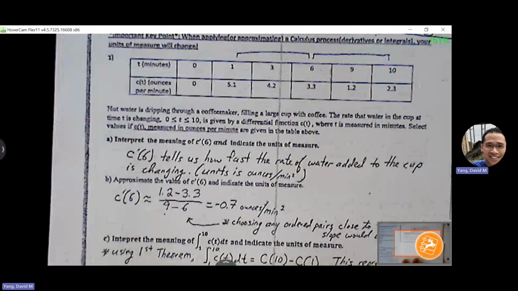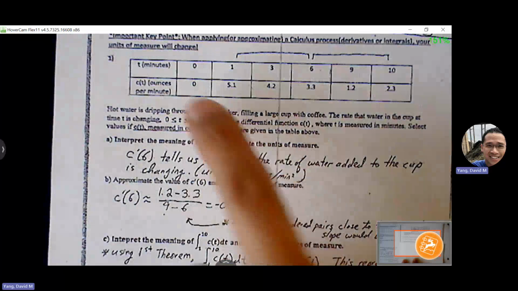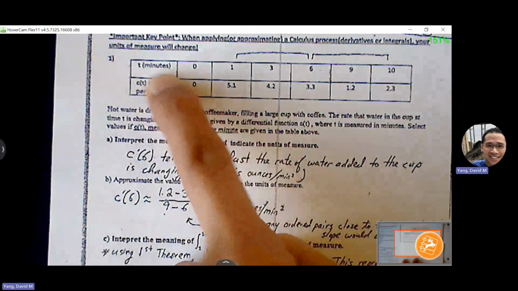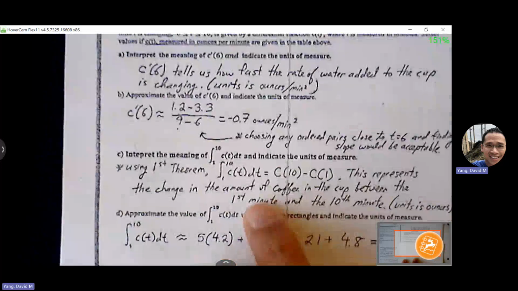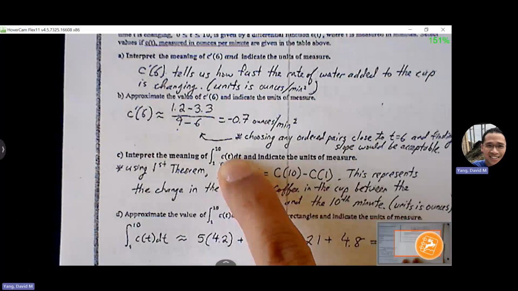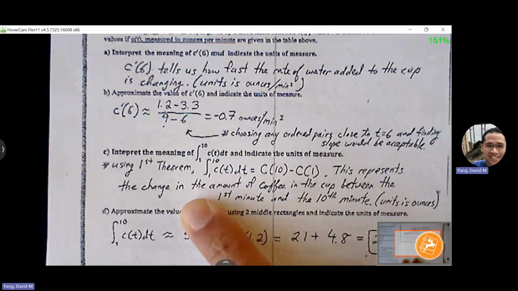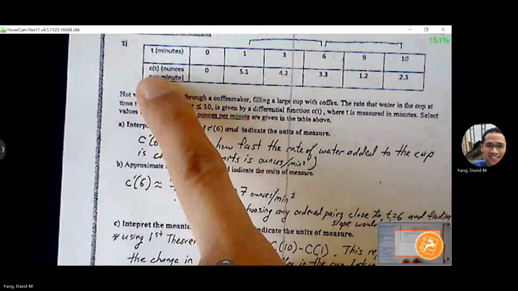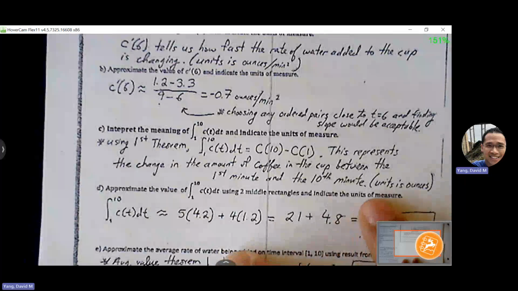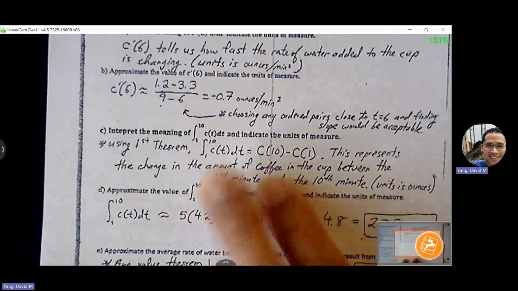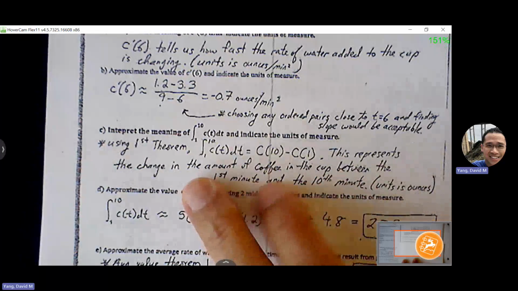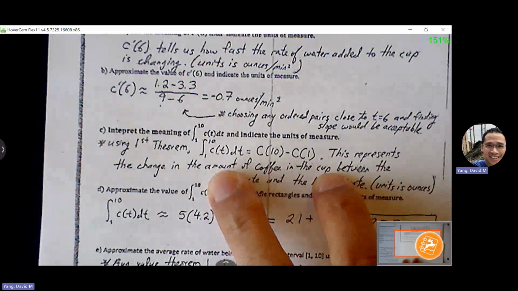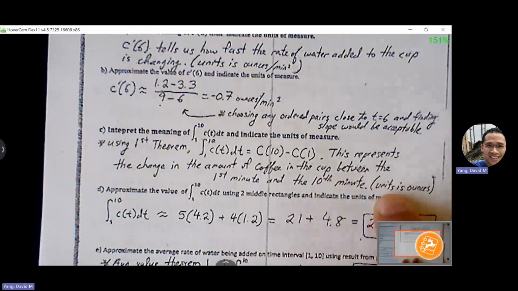And also keep in mind that whenever a derivative or integral is involved, your units will always change, right? We can't use ounces per minute anymore if we're involving the integral of that function. Our ounces per minute will turn into ounces, and this will tell us that if we accumulate the rate of change over time, it's actually the amount of coffee in the cup that is changing, in ounces.